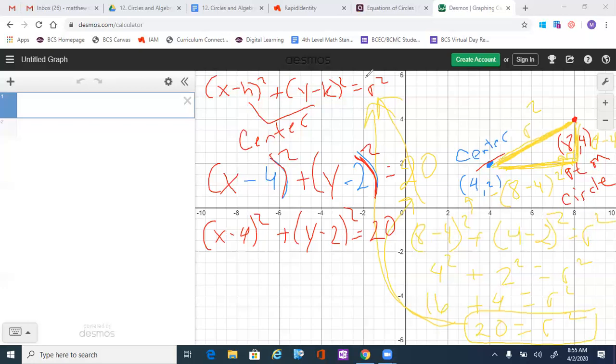And that means that I've got a center at (4, 2) and a radius that is the square root of 20. We know that the square root of 20 is 4.47. So r equals 4.47.